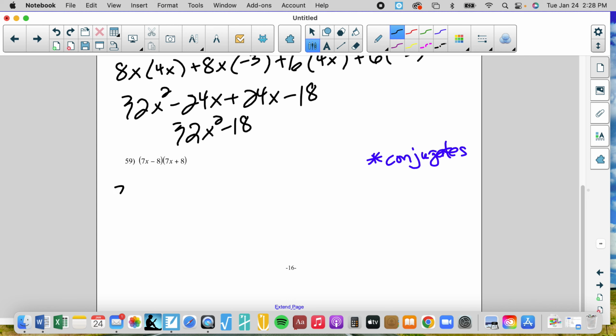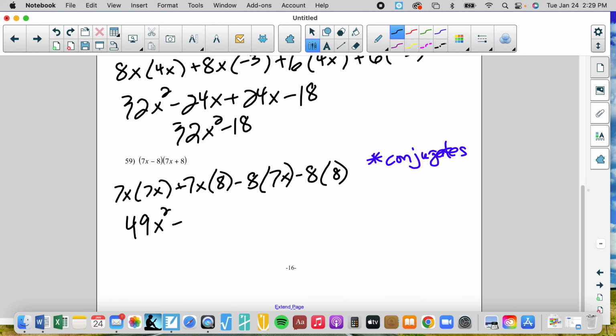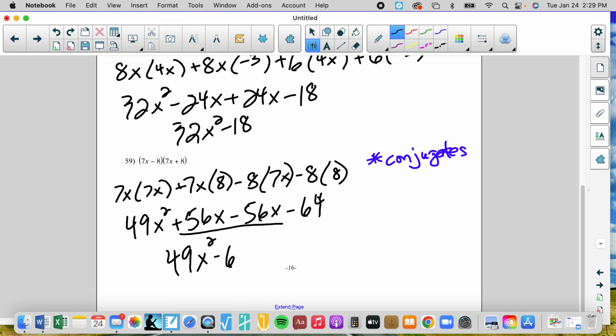So you have 7x times 7x plus 7x times 8 minus 8 times 7x minus 8 times 8. 49x squared plus 56x minus 56x minus 64. Your inside and outsides cancel, your middle two, and you're left with 49x squared minus 64.